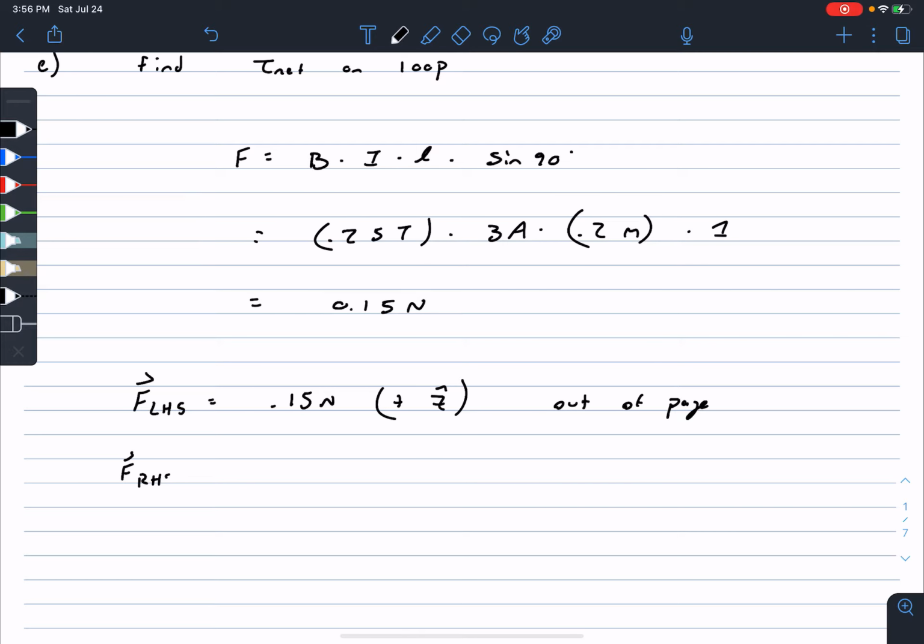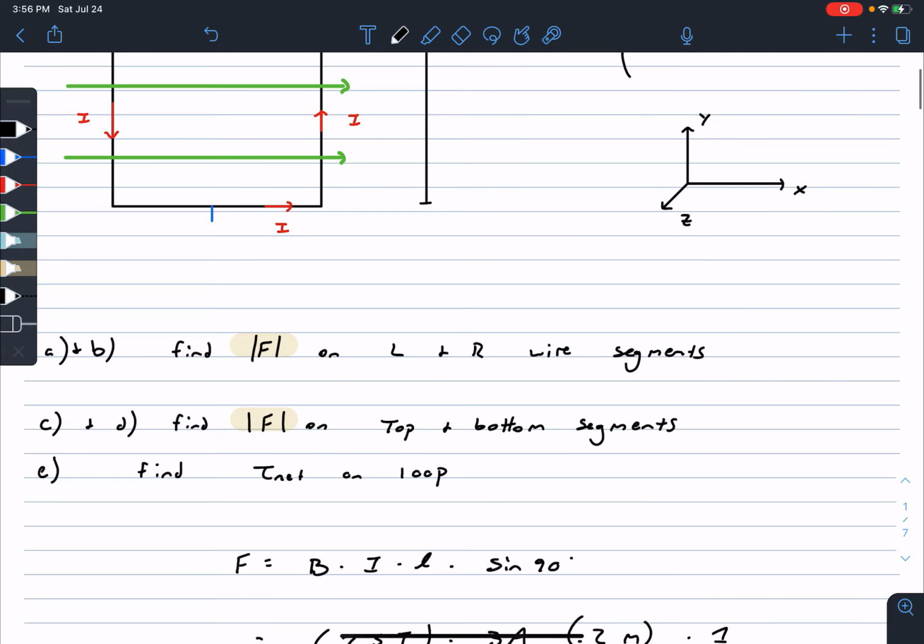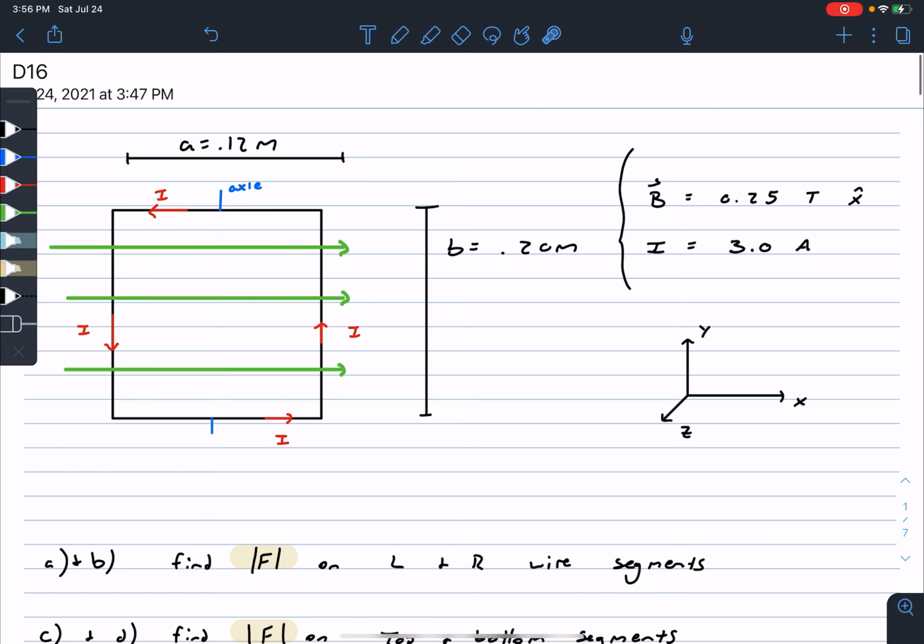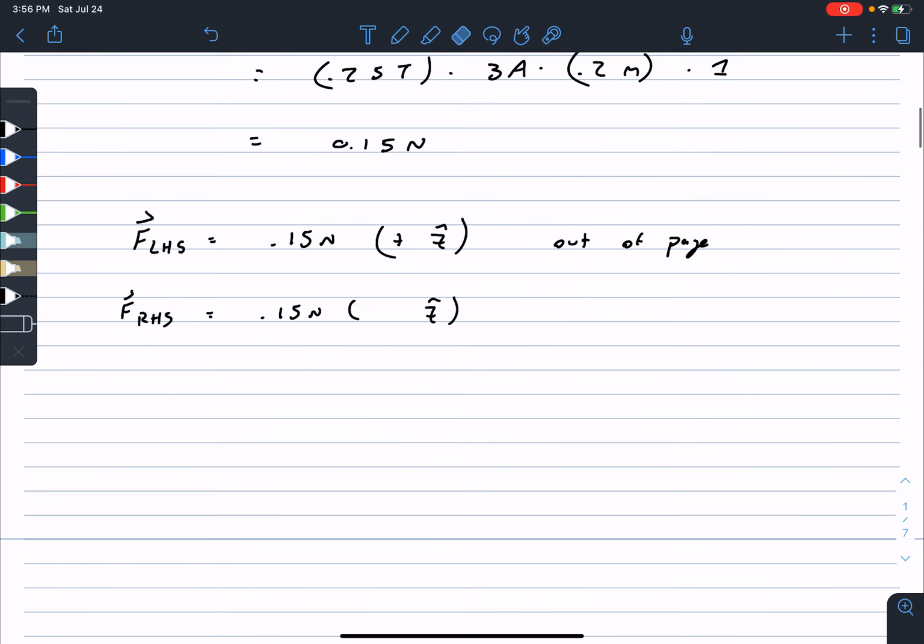We can assume that the force is going to be the opposite on the other side, but let's make sure it's definitely in the Z hat. So let's use our right hand rule. We point the fingers of the right hand straight up along this current, curl them to the right following the B field, and then you're going to get a force pointing into the page, or the negative Z hat direction, just as we had expected. Great, so that's A and B.